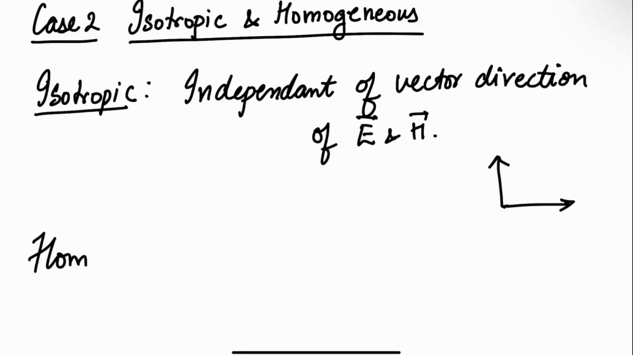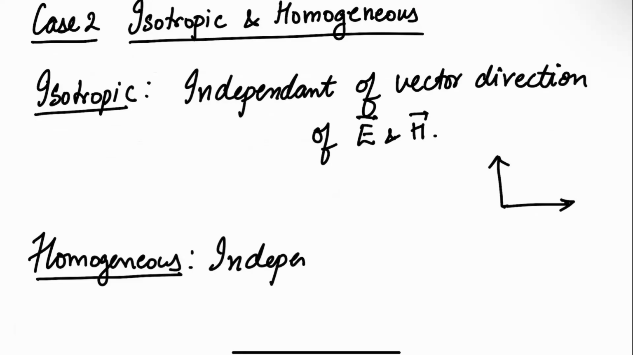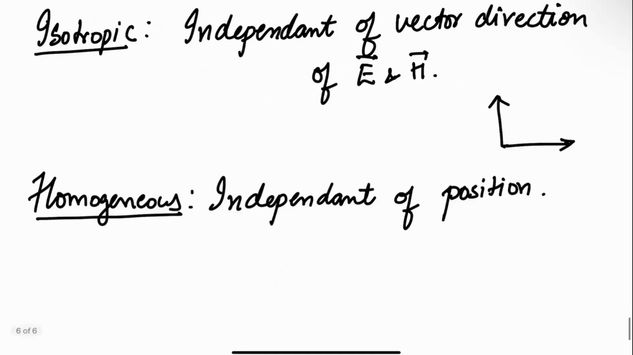And homogeneous means that the properties are independent of space or position vectors. Right? So it's essentially like a uniform medium. Everywhere it's the same material properties.